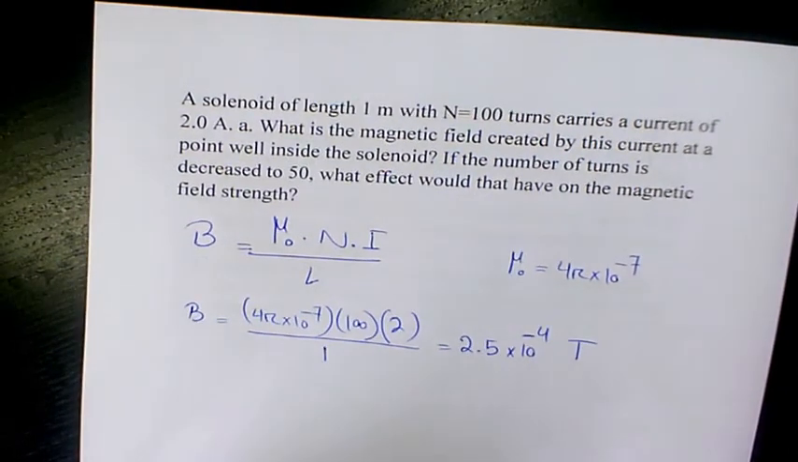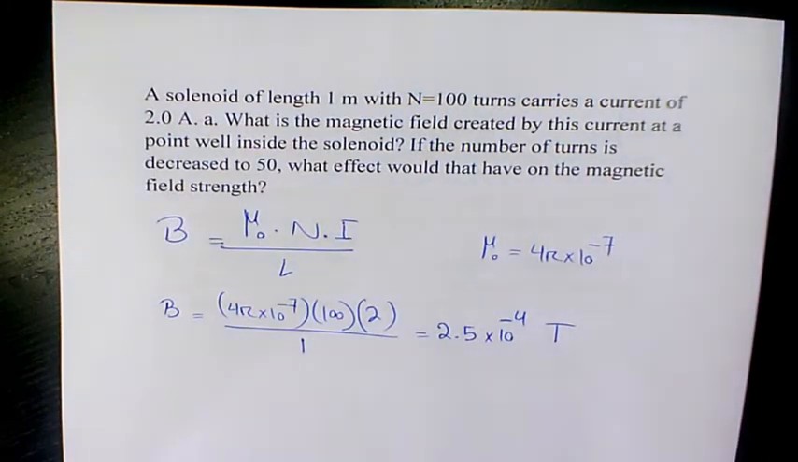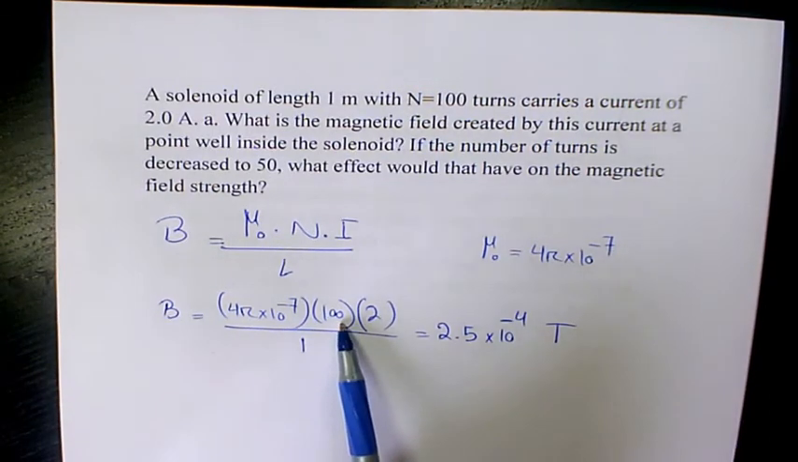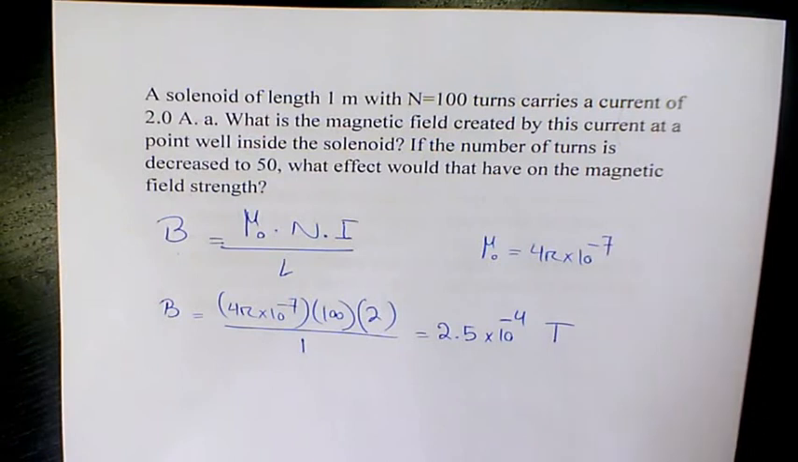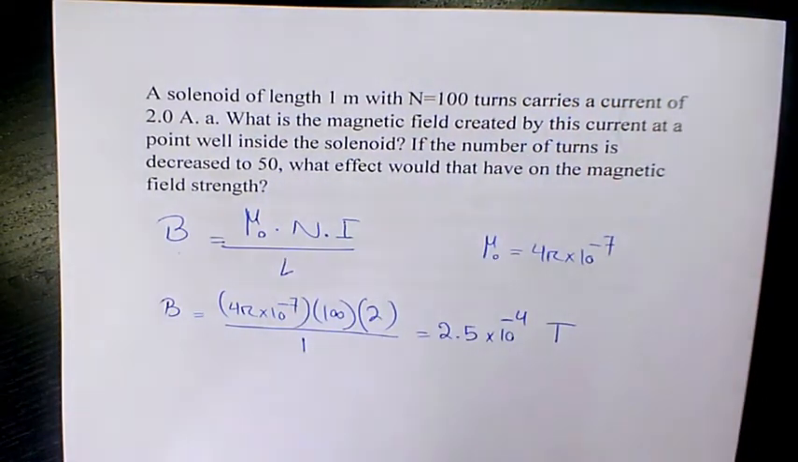Now on the second part, it says if we decrease the number of turns from 100 to 50, it means that we make it half. What happens to the magnetic field strength? We have two different ways to do that. One of them is just to write the formula again, make it 50 for N and calculate again. But the simpler way is that 50 is half of 100. It means that when N becomes half, B becomes half as well.